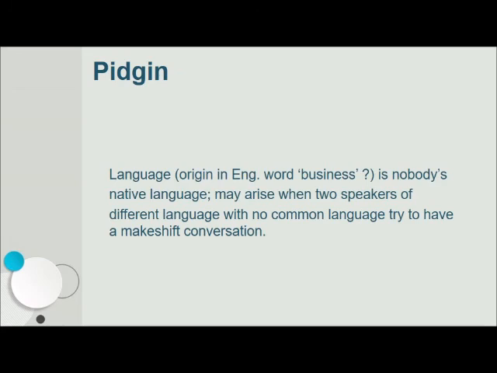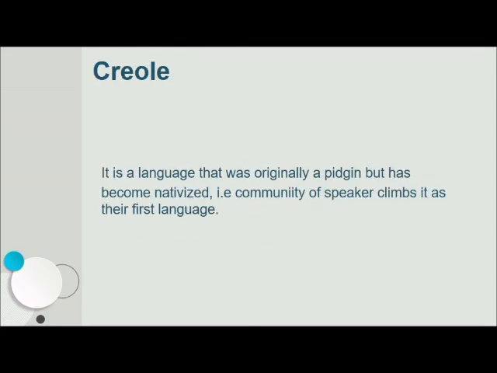Pidgin. A pidgin language, originally an English word for business, is nobody's native language. It may arise when two speakers of different languages with no common language try to have a makeshift conversation. Creole. It is a language that was originally a pidgin but has become nativized. For example, a community of speakers claims it as their first language.